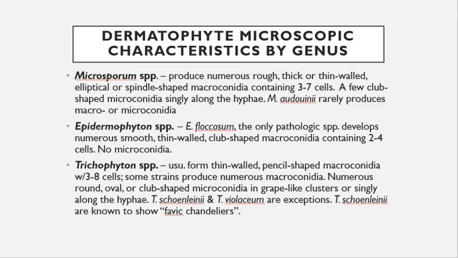No microconidia. For the Trichophyton species, they usually form thin-walled, pencil-shaped macroconidia with 3 to 8 cells. Some strains produce numerous macroconidia. Numerous round, oval, or club-shaped microconidia in grape-like clusters or singly can be along the hyphae. T. schoenleinii and T. violaceum are exceptions. T. schoenleinii is known to show a favic chandelier formation under the scope.